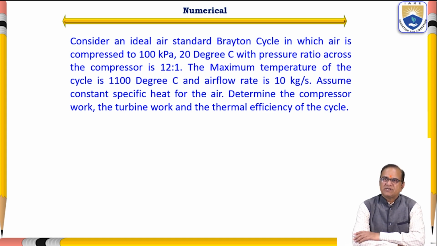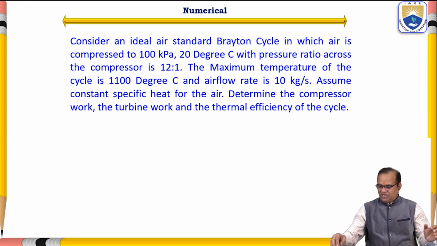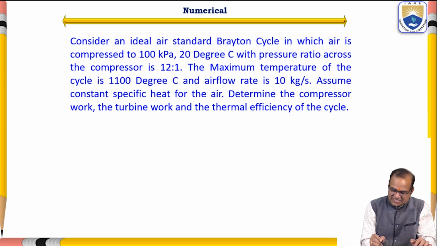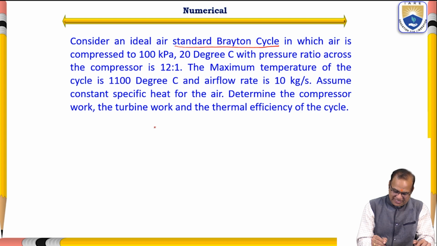Assume constant specific heat for the air. Determine the compressor work, the turbine work, and the thermal efficiency of the cycle. So here it is a standard Brayton cycle. First thing is given, this is a standard Brayton cycle. So we know the Brayton cycle, so we have to draw the Brayton cycle.